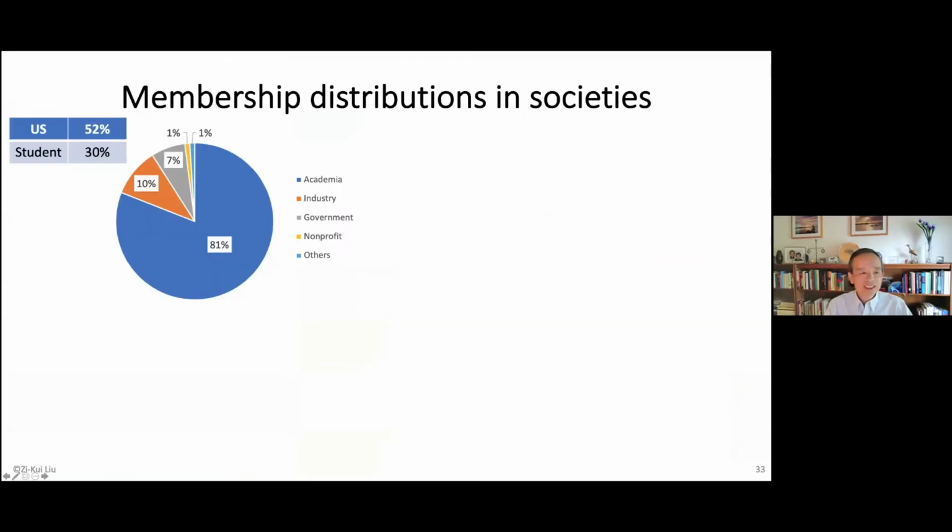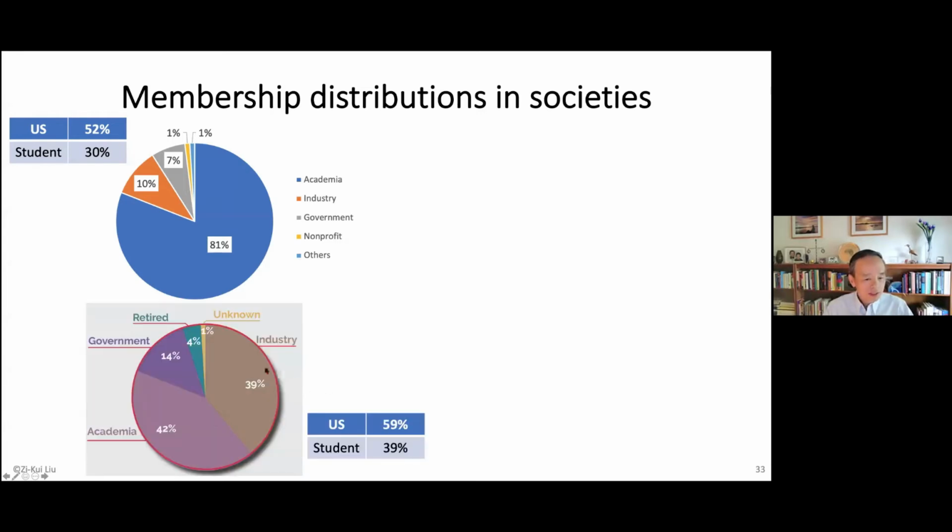Okay. So then look at what society you should join. I know that you're probably in one of them already. One organization here has 52% US members, 30% of them students, 81% from academia. Why don't people put it in the chat and see which organization you think it would be? That's number one. Number two has 48% from academia, US 59%, students 39%. That's the number two organization.